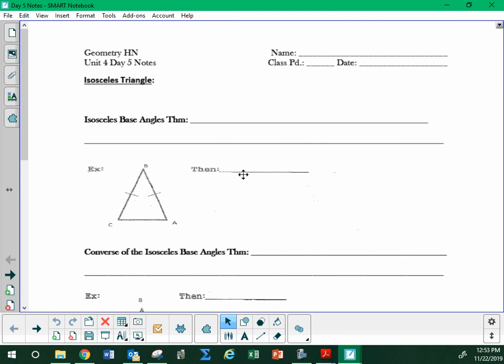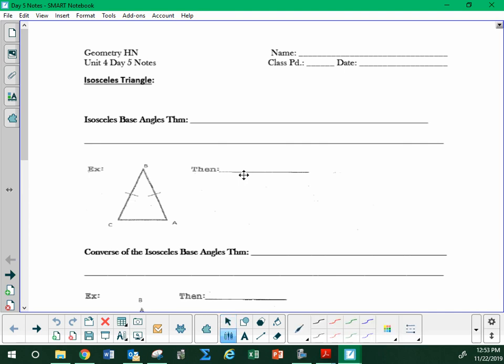So everyone should have this in front of them. You should have picked this up when you took your quiz. So we've already briefly talked about this, but we haven't formally stated what these theorems are. So today, we get to formally state it and use them.